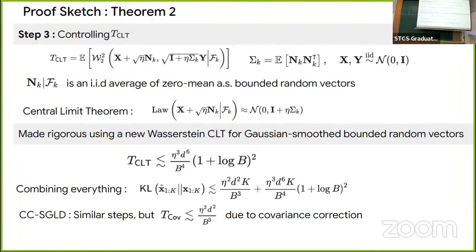Combining everything, we get the following bounds. And for CCSGLD, similar steps, but we can show that because this covariance is slightly better, we get a 1 over b cube instead of a 1 over b squared. So therefore we get nicer bounds for this T covariance.